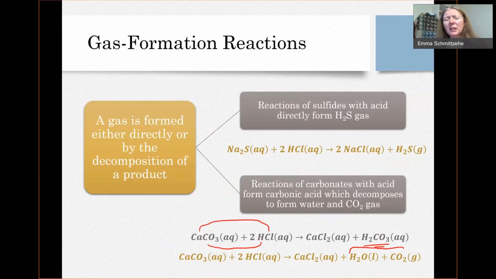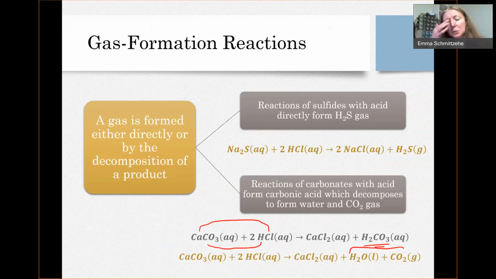Another pretty common compound that does gas formation reactions is when you have sulfites. So when you have compounds with SO3 2 minus as the anion, when those react with acids, they do a similar thing to the carbonic acid. They first form sulfurous acid, which then forms SO2 gas. Those are going to be the most common type that you would potentially run across.